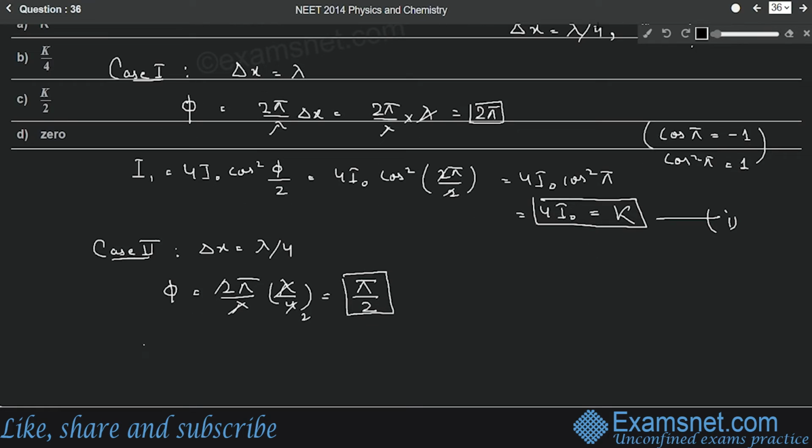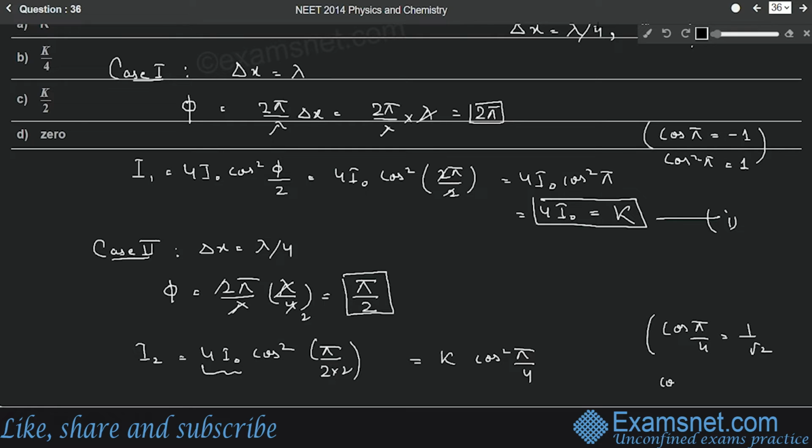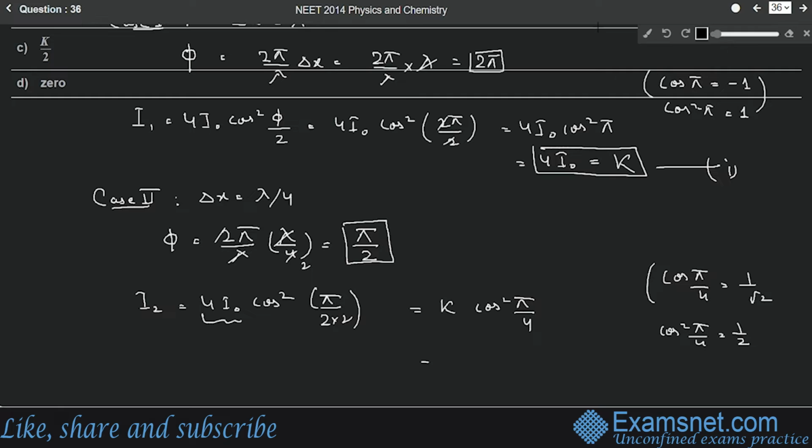Now we'll find out the intensity, that is I2. Intensity is equal to 4 I naught cos square phi by 2, that means pi by 2 into 2, pi by 4. And 4 I naught is equal to k from equation number 1, so k into cos square pi by 4. We know that cos pi by 4 is equal to 1 by root 2, so cos square pi by 4 will be equal to 1 by 2. So this is equal to k into 1 by 2, that means k by 2. So in the second case, the intensity will be half the intensity in the first case, k by 2.